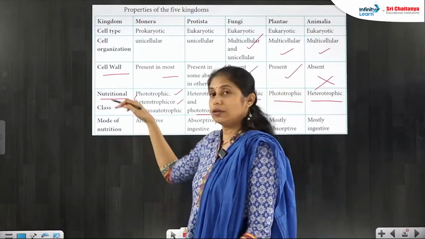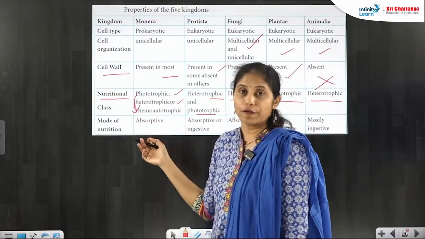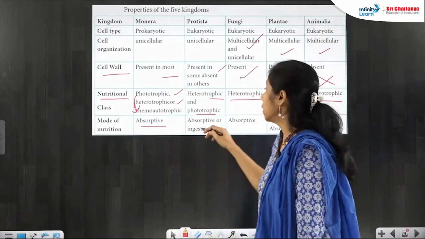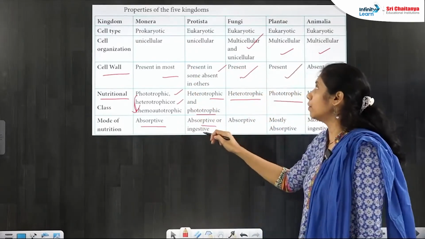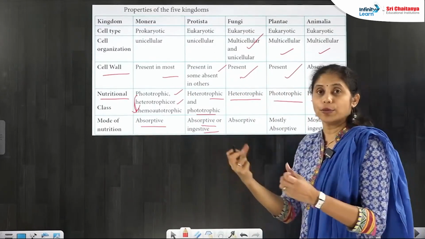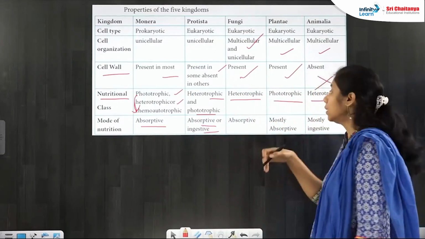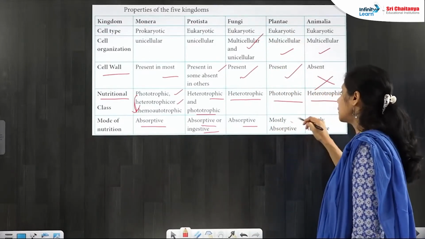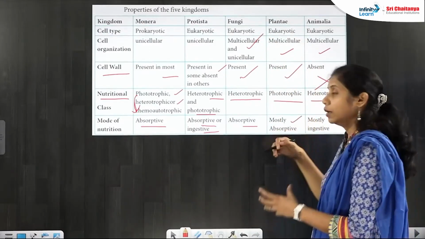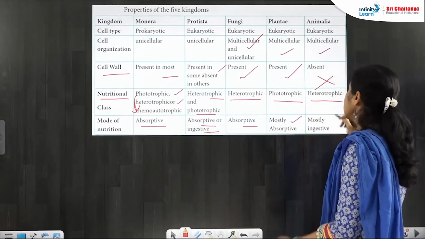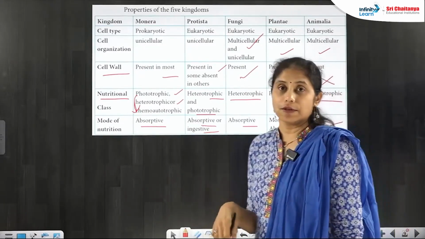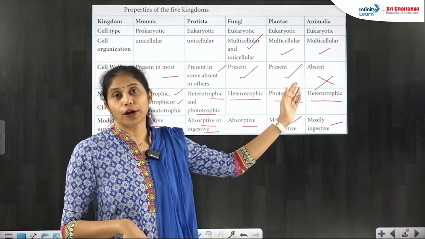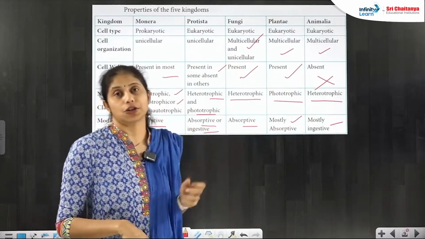Then mode of nutrition, in the nutritional class only, what kind of mode of nutrition they show. Absorptive mode of nutrition by the Monerans, then by the Protistans absorptive or ingestive. Absorption of food materials or ingestion, eating that, consuming that. Fungi absorptive mode, and plants mostly absorptive mode, but it is actually phototropism, synthesizing. Animals mostly ingestive. Okay, these kingdoms are placed according to the evolution point only, that is called phylogenetic relationships.